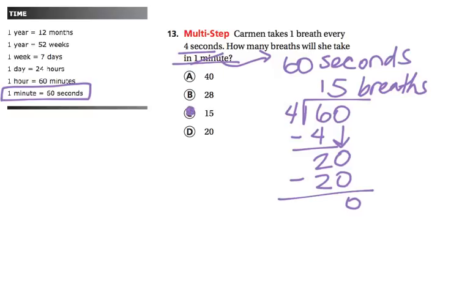Alrighty, I'm going to select my answer choice there. Make sure you're showing your work as you do these. This just gets us ready for what we have to do pretty soon. Okay, let's look at the next problem.